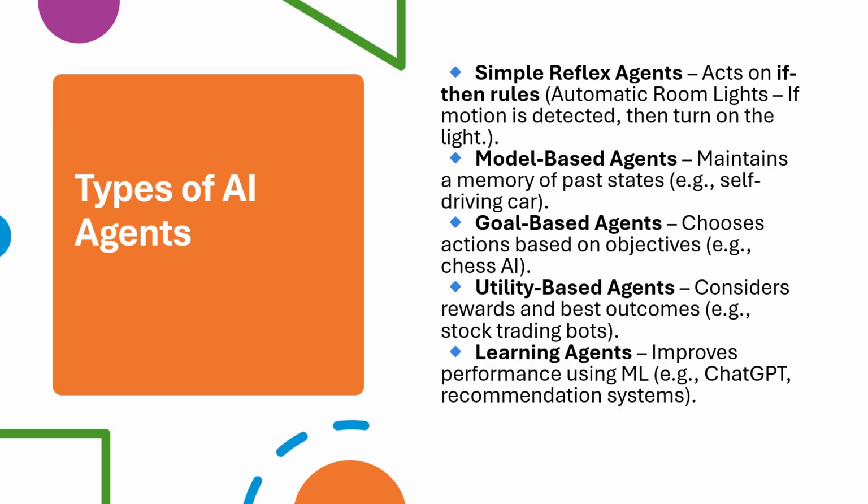Second, model based agents. It will maintain a memory of the past states. Self-driving car is the best example here. Then goal based. It will choose the action based on the objective. The chess AI is the simple example. Utility based agents. It considers the rewards and best outcomes. For example, stock trading bots, this can be easily related. Learning agents. It can improve the performance using ML. ChatGPT, the recommendation systems, all these get improved over a period of time.